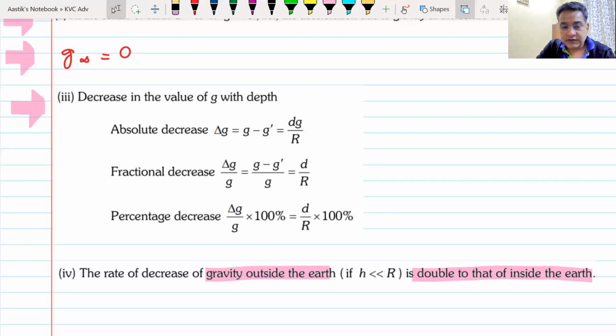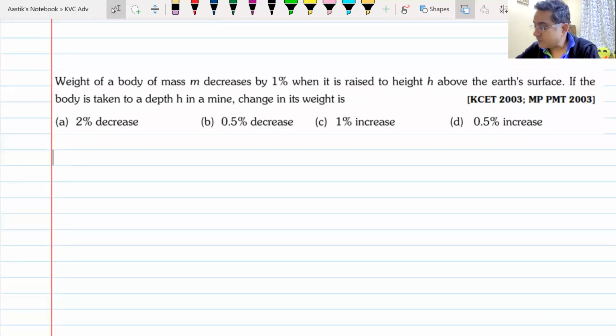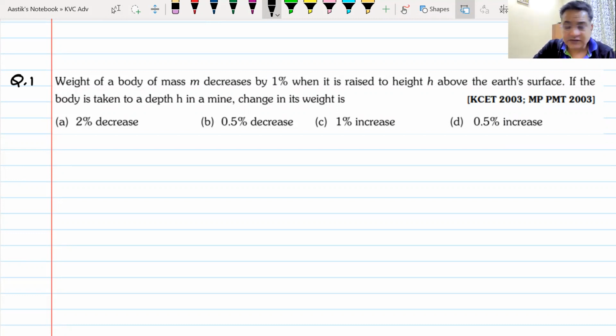Done, sir. Then comes this question, sir. It's a simple and straightforward question. The weight of a body of mass m decreases by 1% when it's raised to a height h above the Earth's surface. The body is taken to a depth h in a mine. What will be the change in its weight? It's a very simple and straightforward question. I hope you can give me the answer straight away.